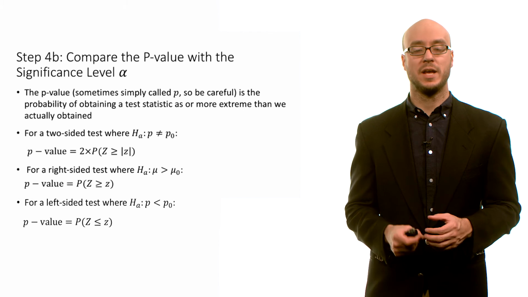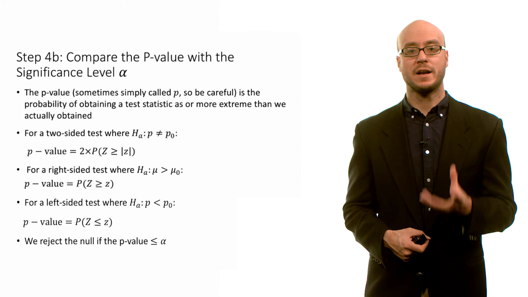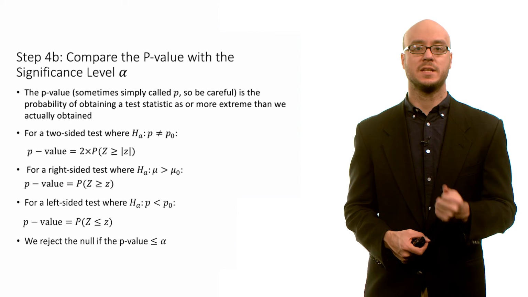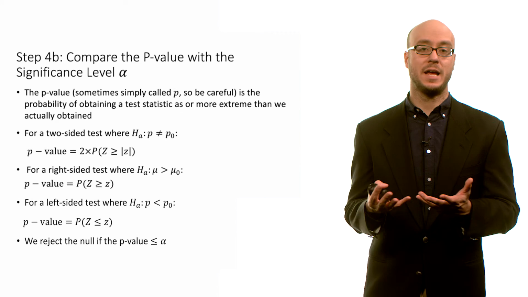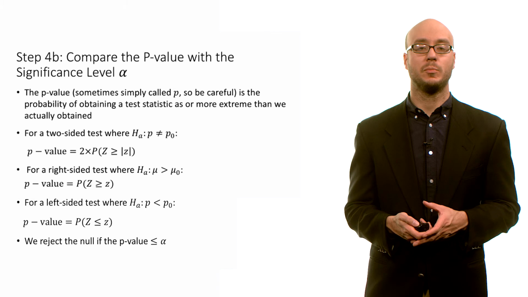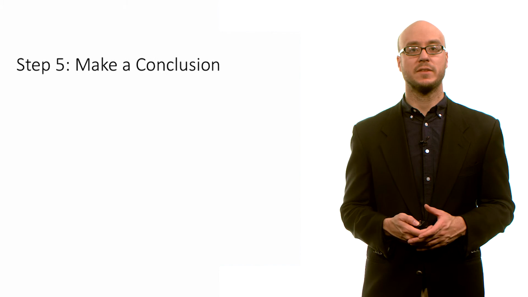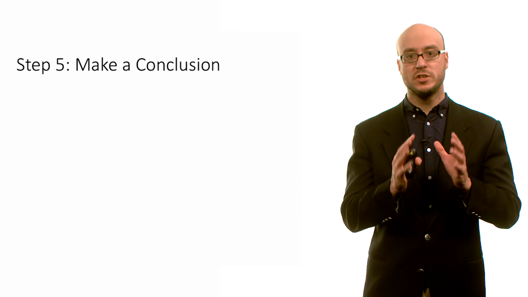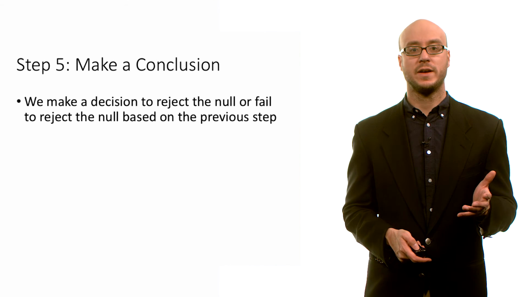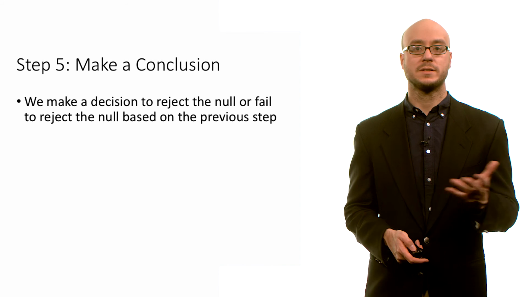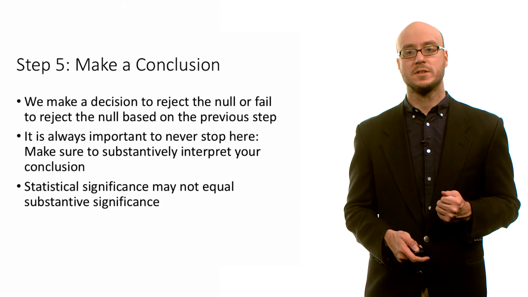the one we obtained. For each of these three kinds of alternatives, we reject the null if the p-value is less than or equal to alpha, where alpha is set beforehand. Typically, we set alpha to 0.05, but again, in different fields, in different contexts, you might use a different level of alpha. Once you've made a decision, you make a conclusion. We make a decision to reject or fail to reject the null based on the previous step, 4A or 4B. Of course, it is important never to stop here.